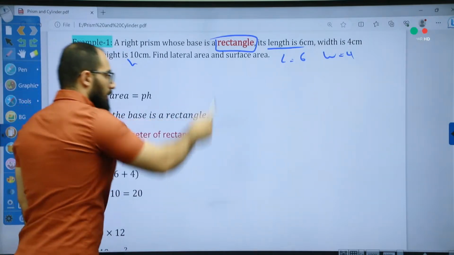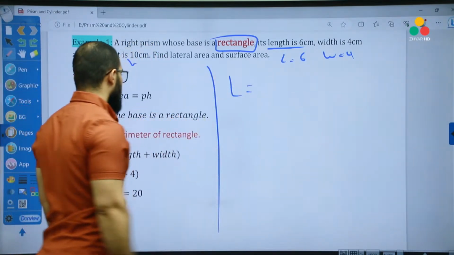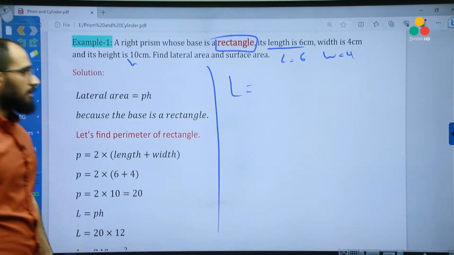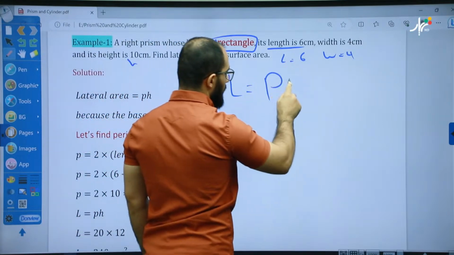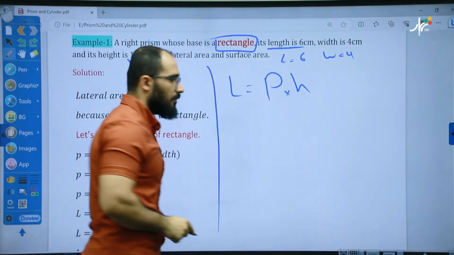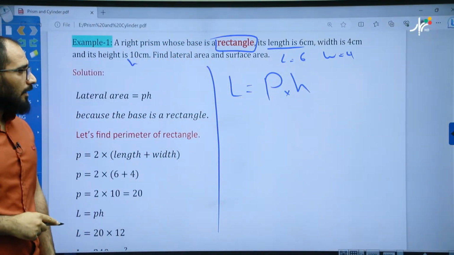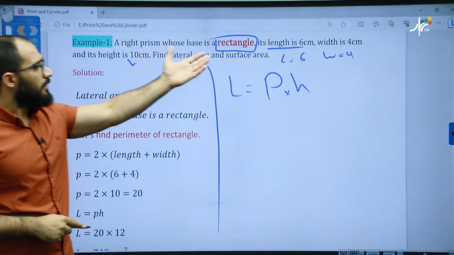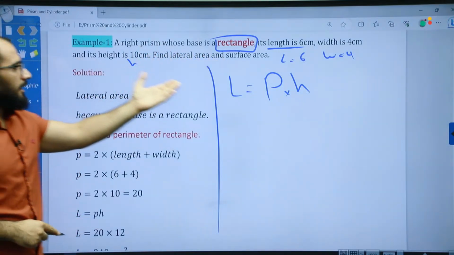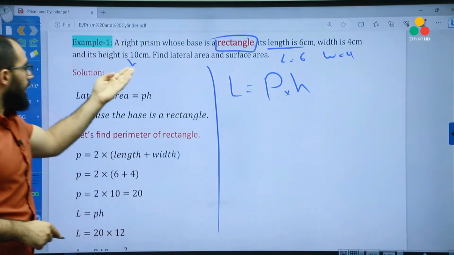Okay. Lateral area is equal PH, or you can say P times H. Okay. If you read the question, you can see that H is clear, it's given. H is 10.